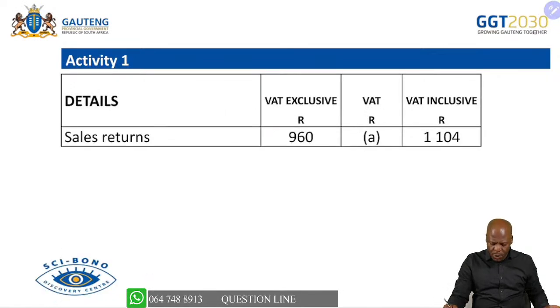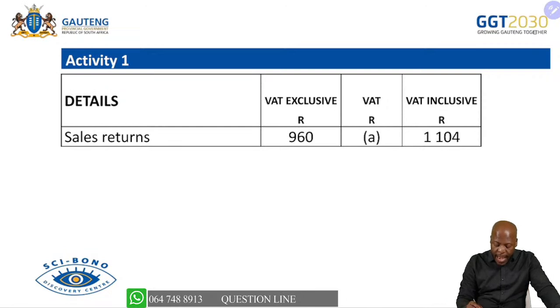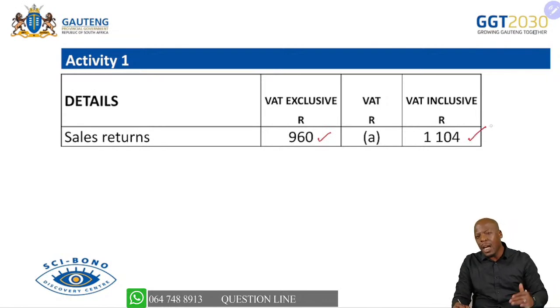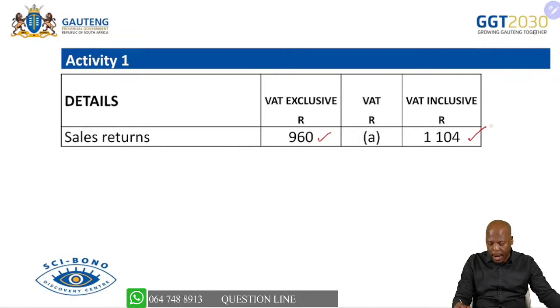But let's now start with A. If you look at A, it is very simple because we have VAT exclusive, which is 960 rands, and we have VAT inclusive, which is 1,104. So we have two amounts, an inclusive and an exclusive amount. And what they want us to calculate is my VAT.